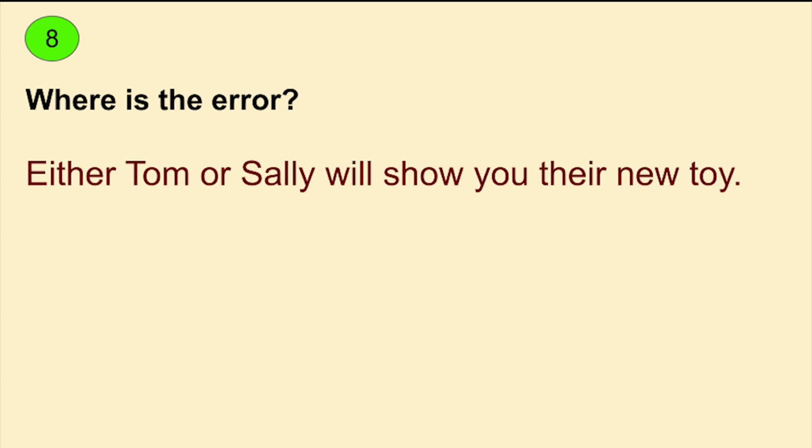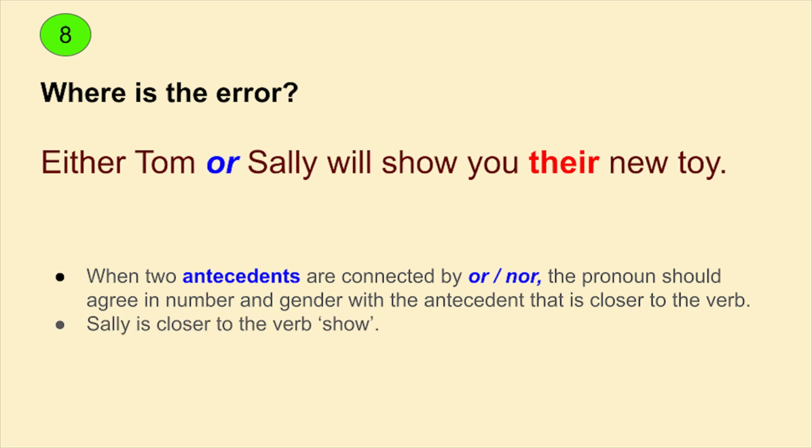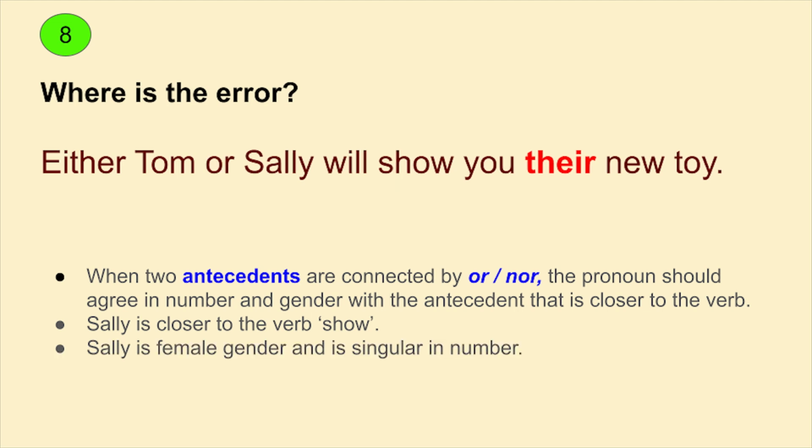The error is their. When 2 antecedents are connected by or or nor, the pronoun should agree in number and gender with the antecedent that is closer to the verb. Sally is closer to the verb show, and Sally is female in gender and singular in number, so the correct pronoun is her. Either Tom or Sally will show you her new toy.